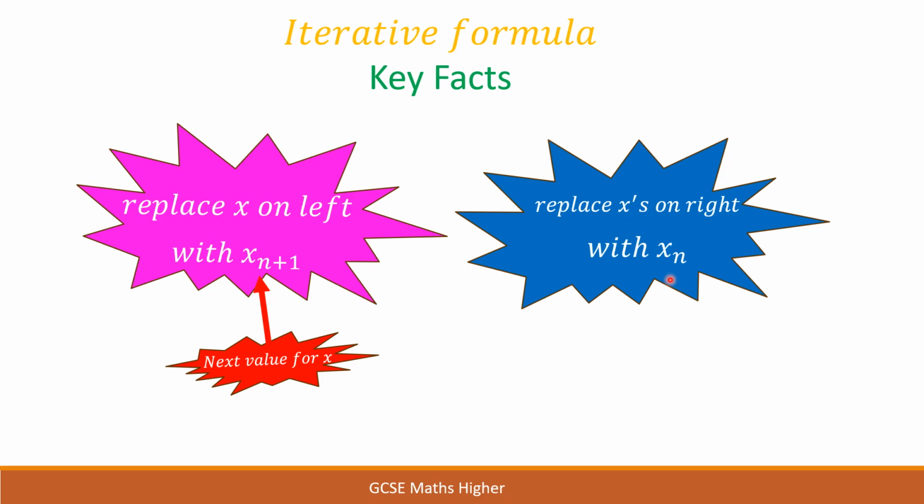On the right hand side we're going to replace all the x's, and there could be more than one x, with x n. So there could be one x or there could be two x's. You can replace all of those with x n. This is the current value for x or the initial value for x, depending on what information is given to you. So you'll start off with the initial value and then you can work out more values, and that's the iterative process. We will move on to that shortly, but first of all we're going to have a go at working out some iterative formulas.